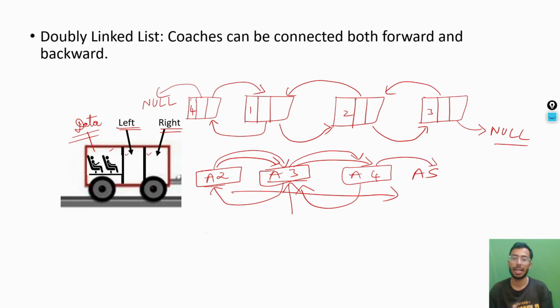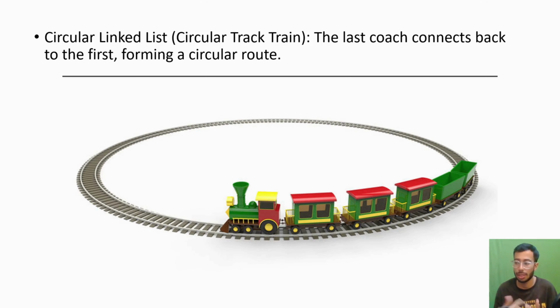I hope you get the idea about the doubly linked list now, and let's move forward to another type of linked list that we have. The circular linked list is very easy to understand. You can assume that the circular linked list is something like a train moving on a circular train track. Why is the circular linked list special? Because in terms of linked list, the last coach or the last compartment connects back to the first, forming a circular route.